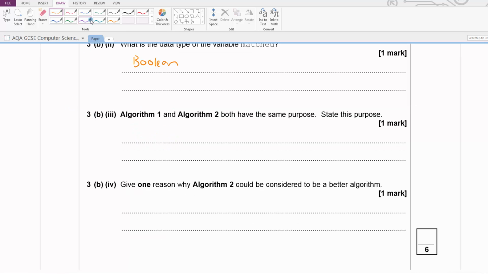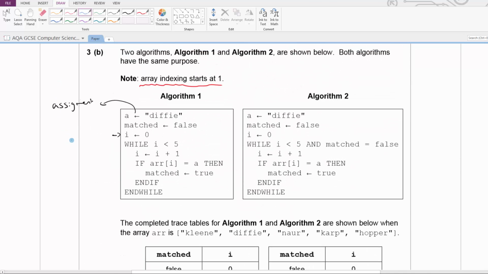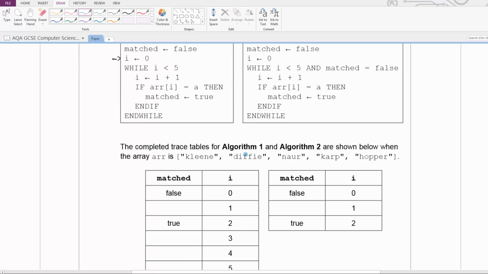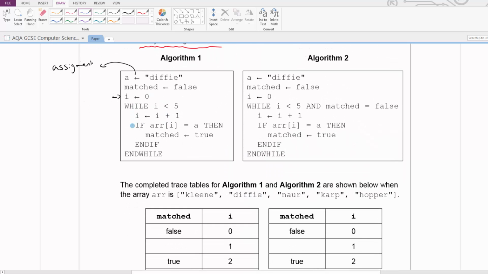So as it says, they both have the same purpose. State this purpose. So let's have a look at what they're actually doing, because we haven't really touched on that. So first of all, we are assigning diffie to the variable a, and diffie is an element in this array, and we're automatically saying that matched is false, so that gives us a clue what it's going to do. It seems like it's matching up, or trying to find if diffie is in this array. That would be my first guess.